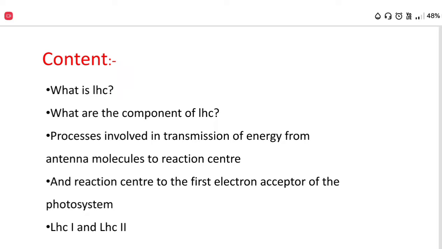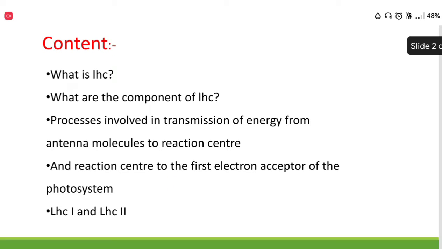So in this, what we are going to discuss involves what is LSC, what are the components of LSC, processes involved in the transmission of energy from antenna molecules to the reaction center and reaction center to the first electron acceptor, and then LSC1 and LSC2.